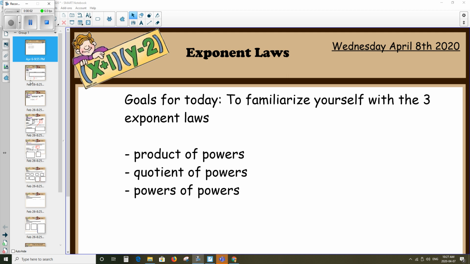Good morning, everyone. Today is Wednesday, April 8th, and today's topic is exponent laws. There are three laws that I'm going to go over.